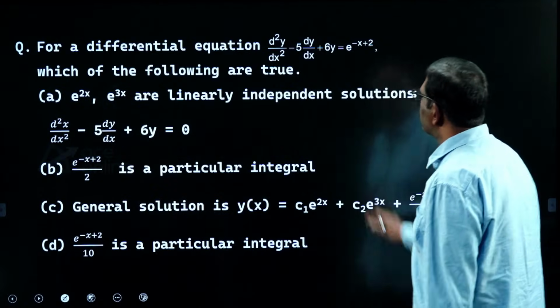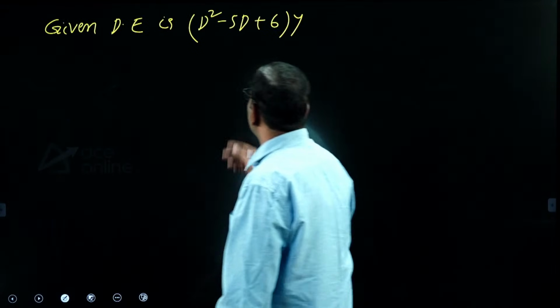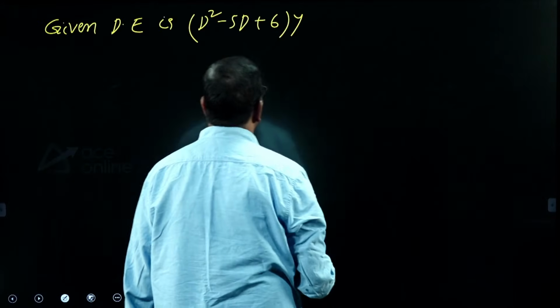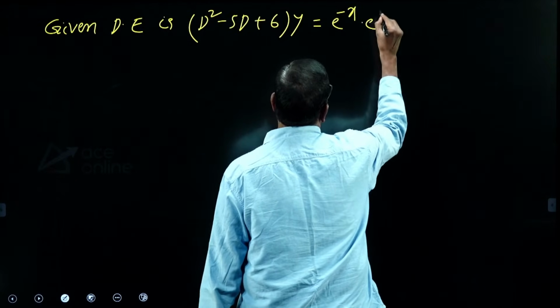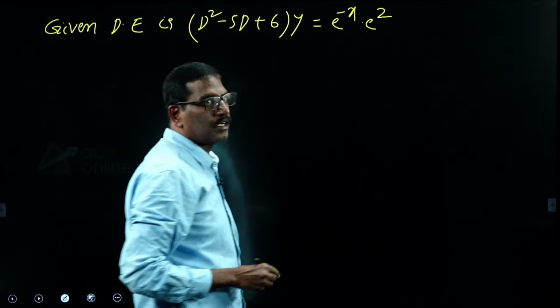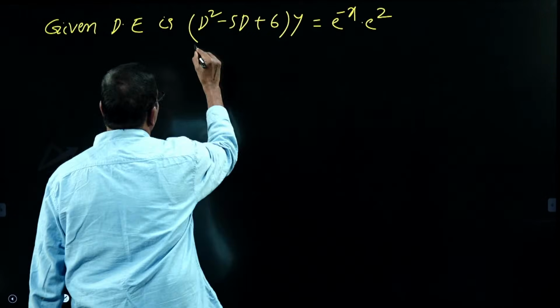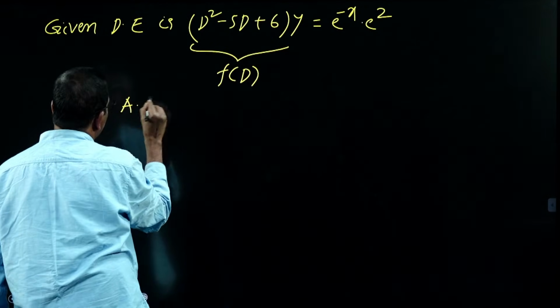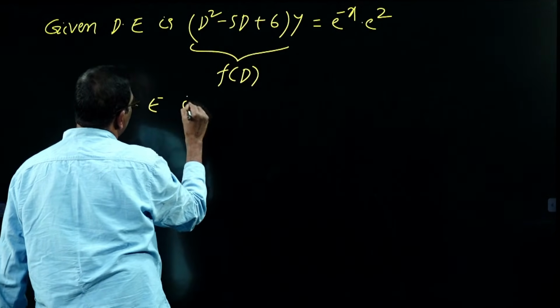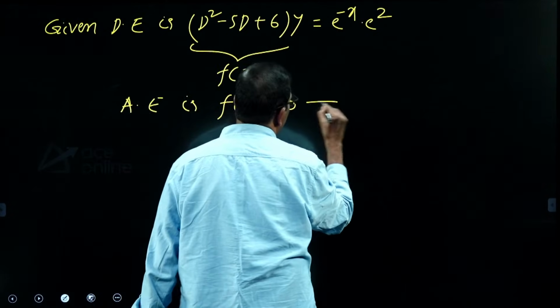For a differential equation, say this is a non-homogeneous differential equation given. (D squared minus 5D plus 6) y is equal to e power minus x plus 2, you can write as e power minus x into e power 2, or not? So it is type 1, e power ax model. So this is f of D. So the auxiliary equation, directly in f of D form I am writing. The auxiliary equation is f of m, actually I have to write. Okay, f of D also no problem.